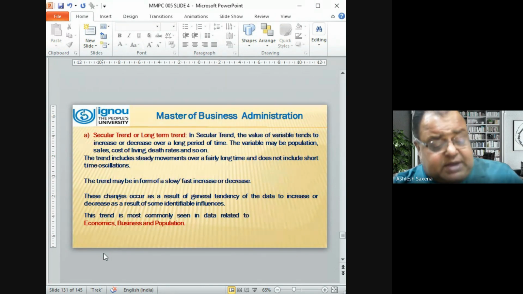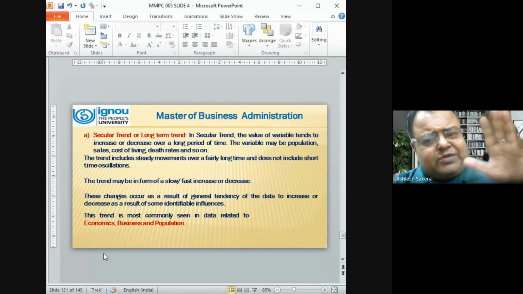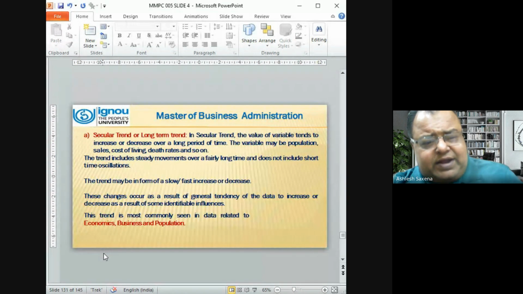These changes occur as a result of the general tendency of the data to increase or decrease as a result of some identical influences. You are very well aware that nothing is stagnant or stationary. Values keep on changing. This trend is most commonly seen in data related to economics, business, and population.